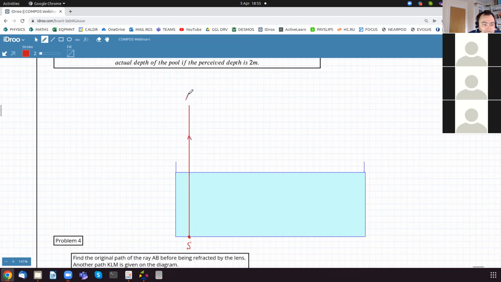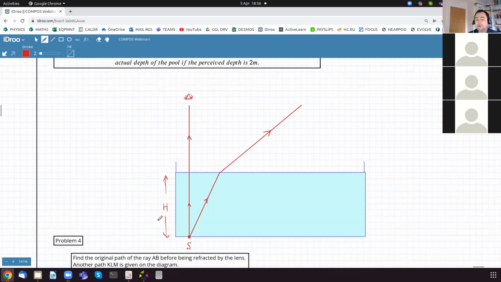That doesn't really give us any information because this is our eye, and we can't really tell why the bottom is in a different position. So we have to draw another ray of light, which goes at an angle. And this ray would be refracted like this. So let's call this H, the actual depth of the swimming pool.